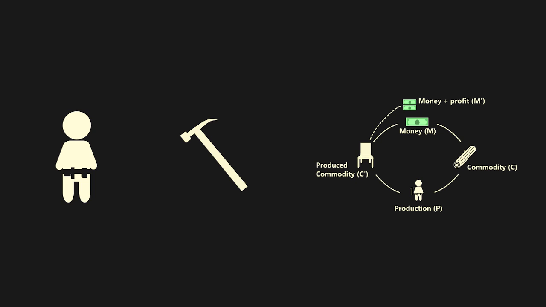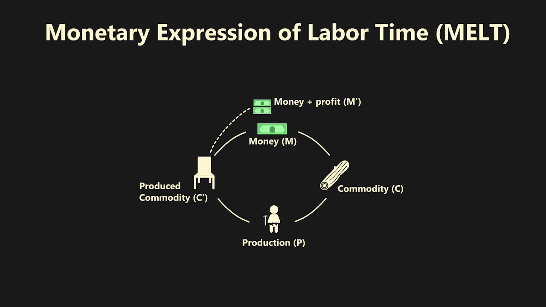terms. After all, the accumulation of capital is most apparent in the movement from M to M prime, that is to say, from an increase in the quantity of money initially laid out for production. Fortunately, there is a specific term that captures precisely what we are interested in: the monetary expression of labor time, or MELT. Put one way, MELT is the price of the product that is made by a given unit of labor time. There are a few notable components in MELT that warrant elaboration.